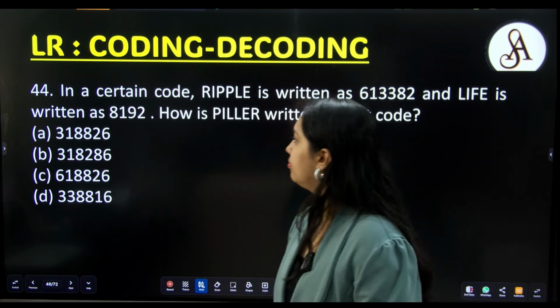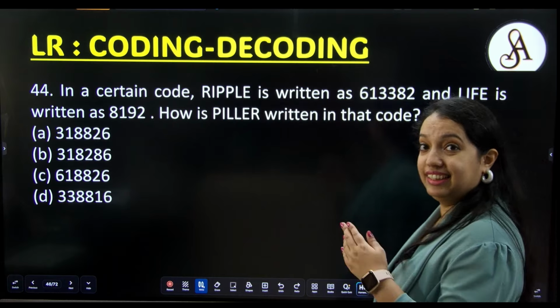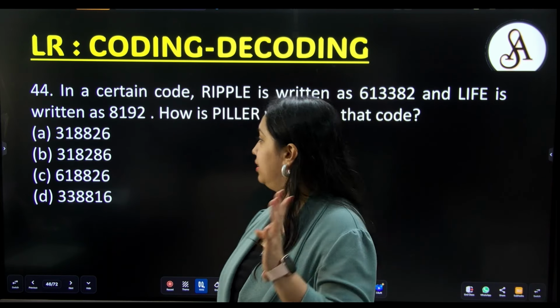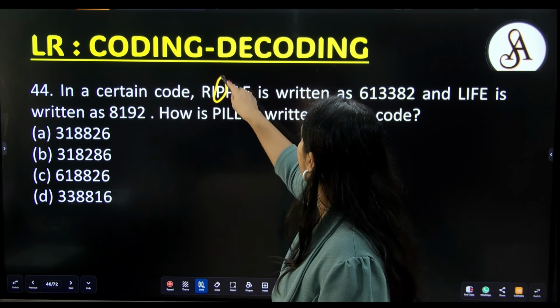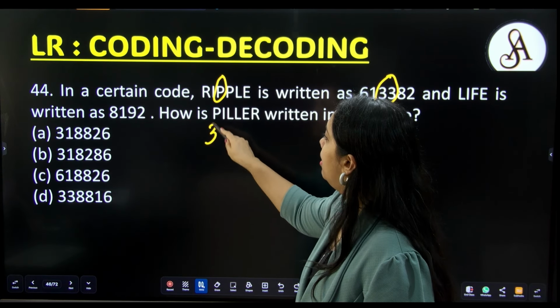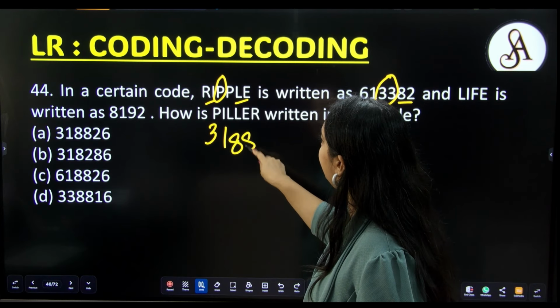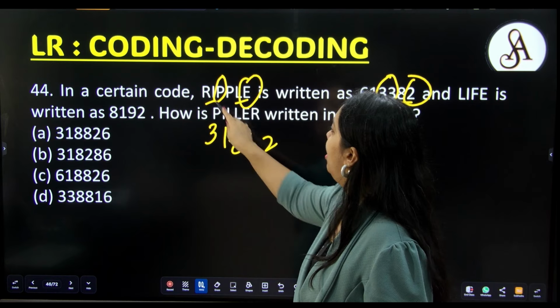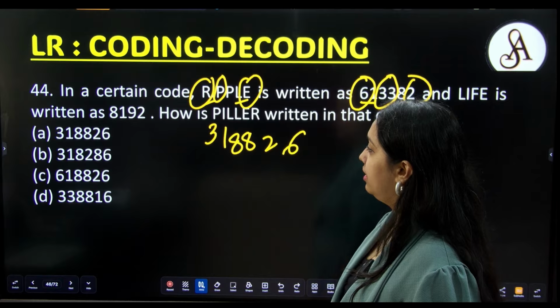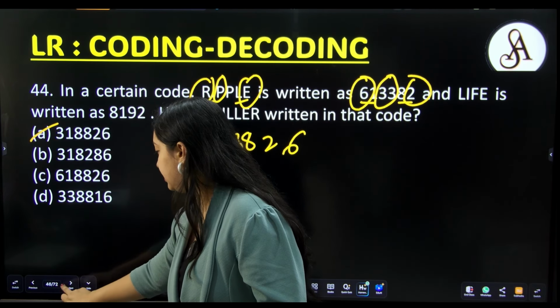Next. In a certain code, ripple. This question is from ICAI material. We have done this question in the class. Pillar, P value is equal to 3, I value is equal to 1, L value is equal to 8, E value is equal to 2, R value is equal to 6. 318826, option A is correct.